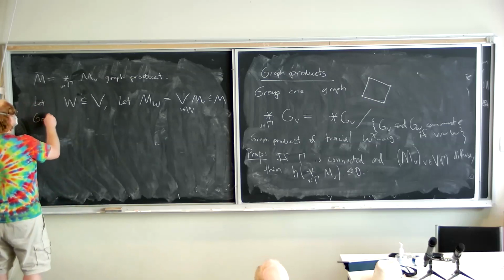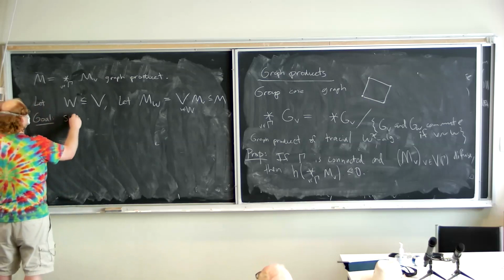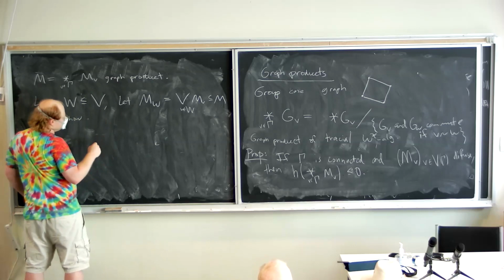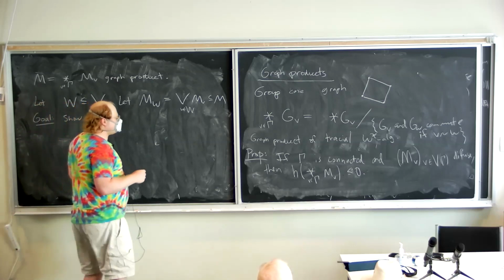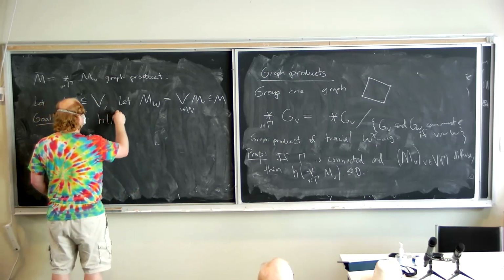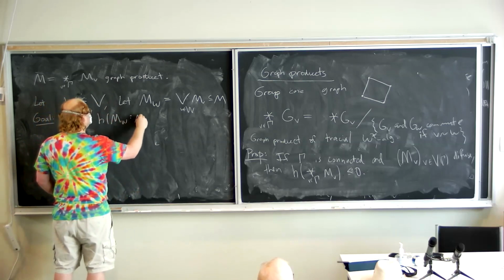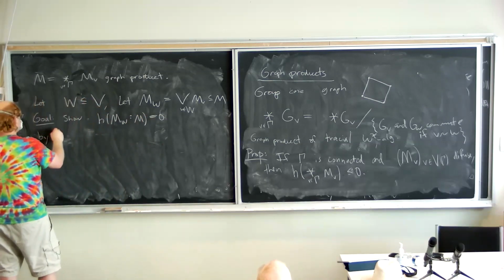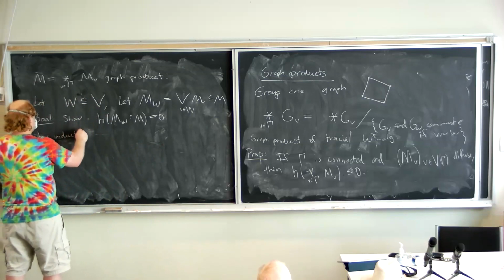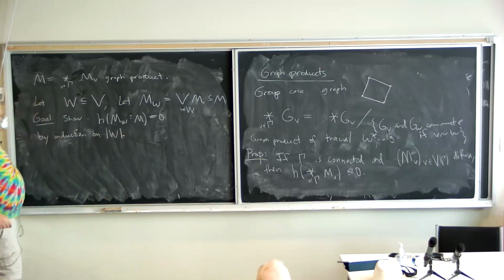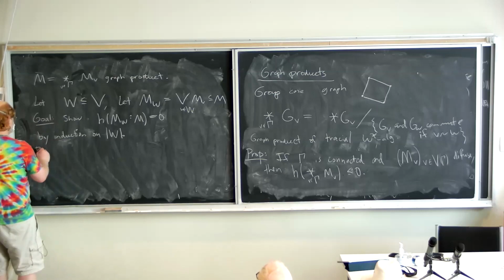So our goal is to show that H of MW in the presence of M equals 0. And we basically are going to do it by induction on the size of W, starting with two things.